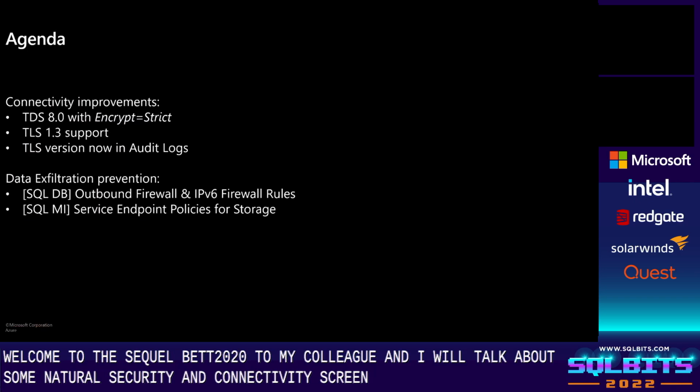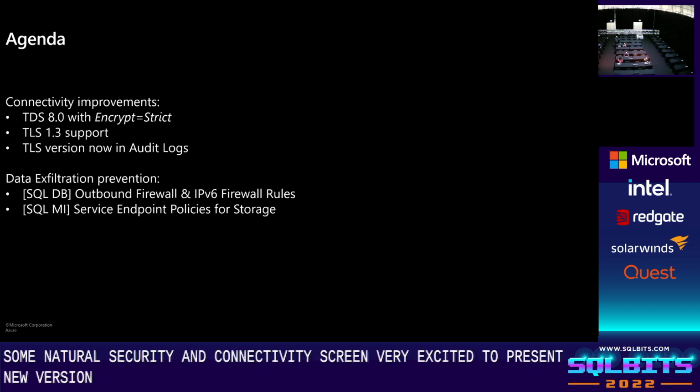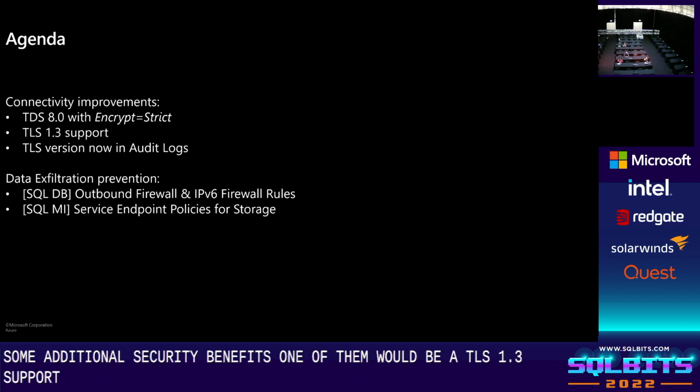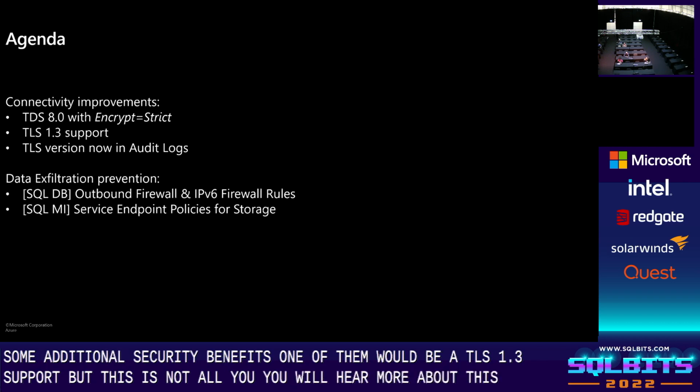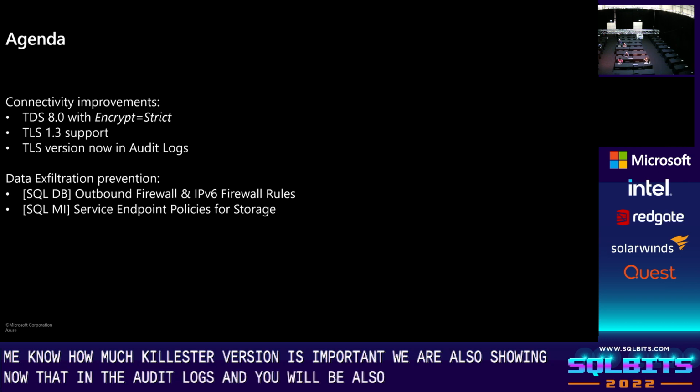Okay, and here is our agenda today. We are very excited to present a new version of the TDS protocol, TDS 8, that comes with a strict encryption type that brings some additional security benefits. One of them would be TLS 1.3 support. But this is not all. You will hear more about this soon. Because we know how important the TLS version is, we are also now showing that in the audit logs, and you will be able to see that as well.